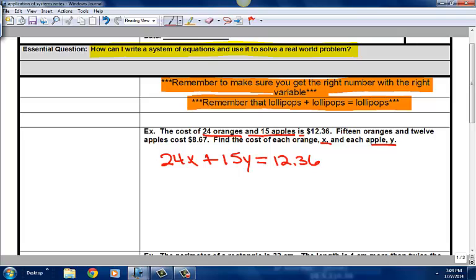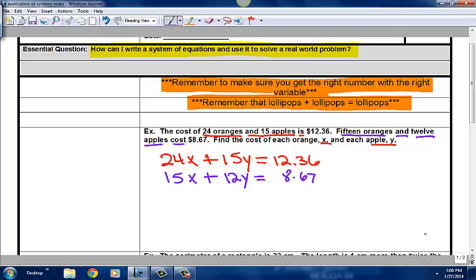So now I'll do the second one. Right here we've got 15 oranges. Don't let the word throw you, it's just a number, right? So 15 oranges, "and" is the plus, 12 apples. This time they didn't say "is," they said "cost," but that's your key word to use the equal sign again. It's a total, right? 867. Now I've got myself a system of equations. I can actually use this to solve and figure out the cost of each orange and each apple.